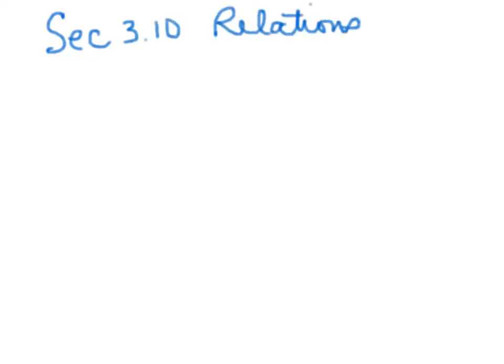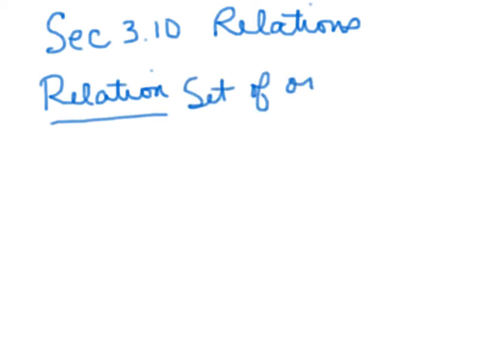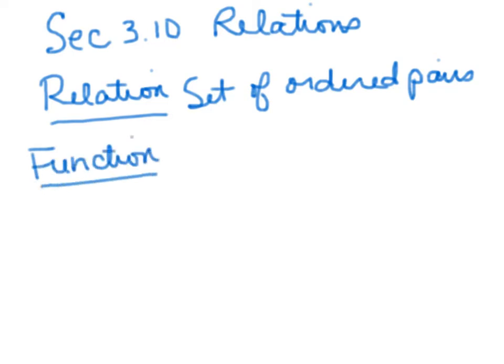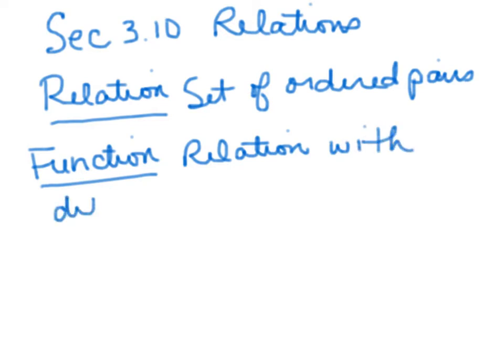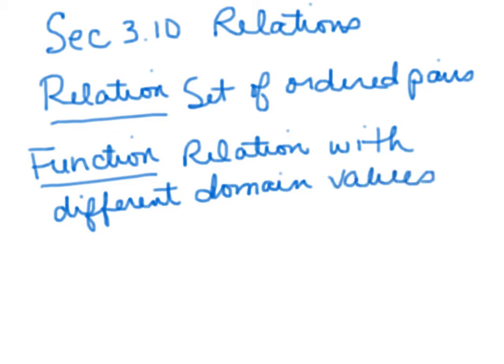This is section 3.10 on relations. Okay, now a relation is a set of ordered pairs. A function is a relation with different domains or different domain values. Basically, it means all of your x's must be different.